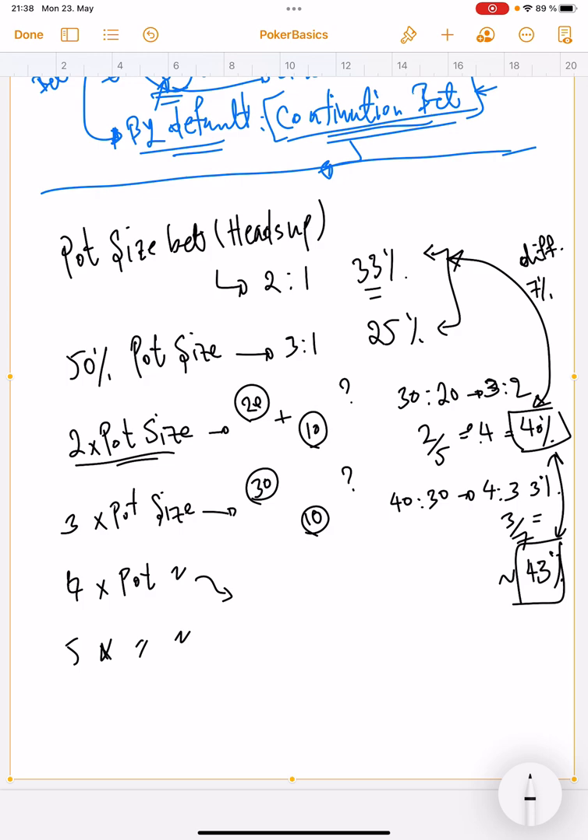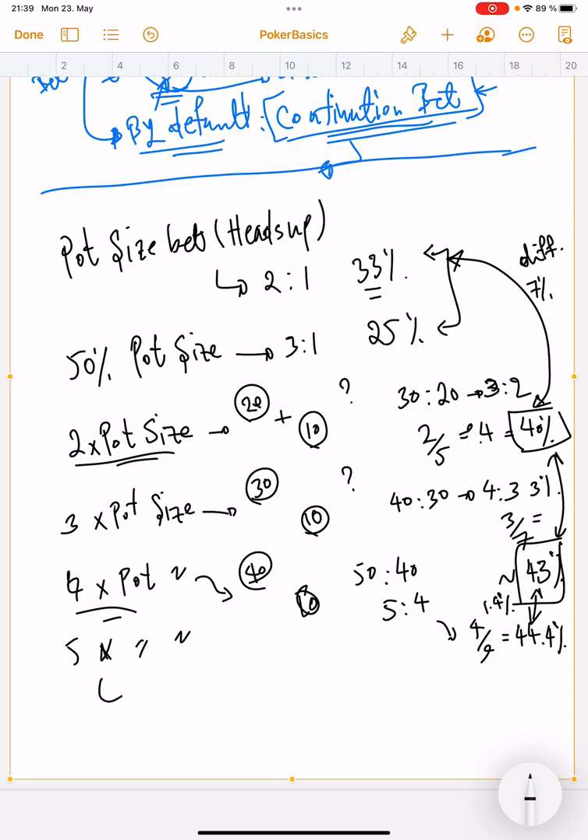Now we go to 4 times pot size. It will be 10 to 40. The amount you need to call is 40, and your reward will be 50, and this will be 5 to 4, and this will be 4 over 9, which if you calculate it, will be 44.4%, and the difference is only 1.4%, which is getting decreased as we go along.